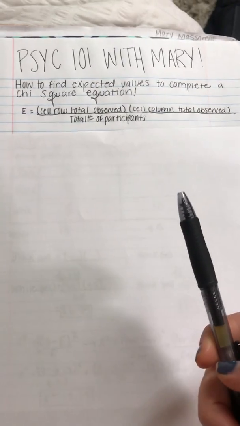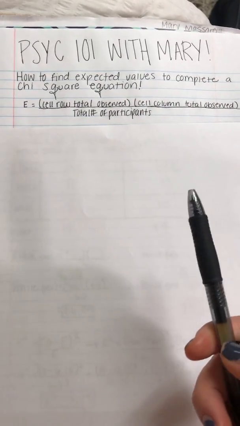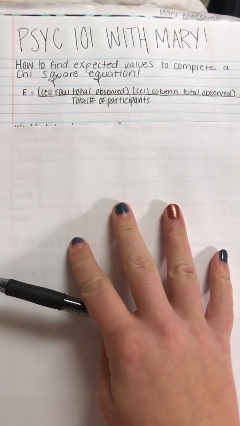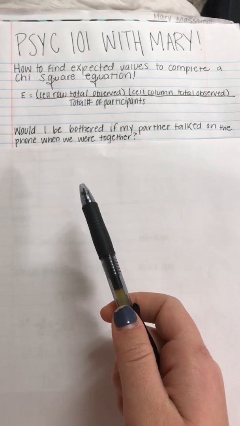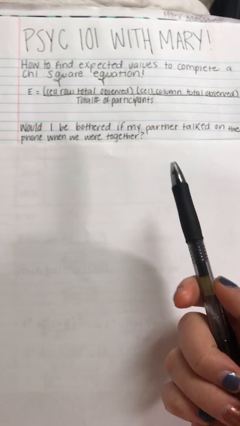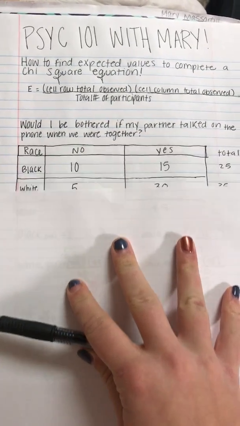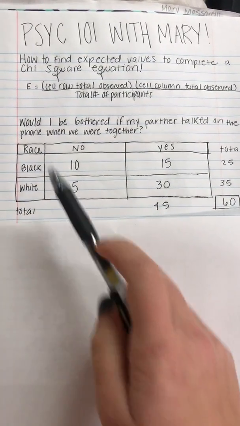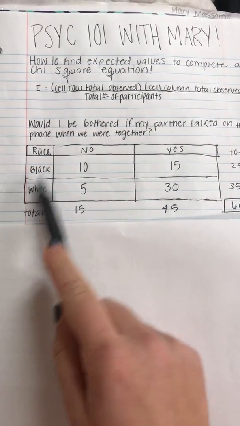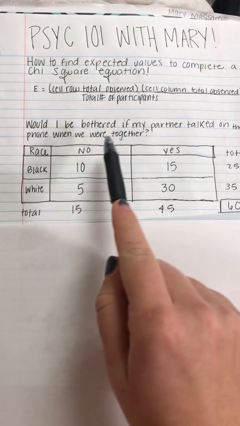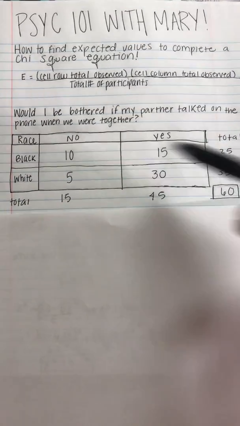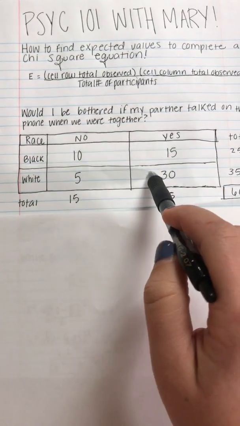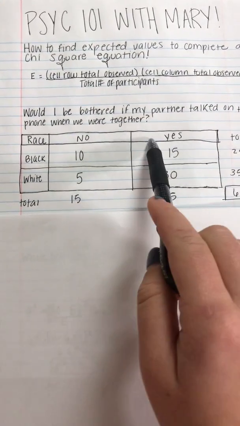This will make more sense once we get more into it, so I prepared a study question that we can use as an example. The question is, would I be bothered if my partner talked on the phone when we were together? We took two races, African American and Caucasian, and asked them this question. All they had to do was answer yes or no. That is what is filled out in this chart. Over here we have the race, black or white, and over here we have the question, answer no or yes.